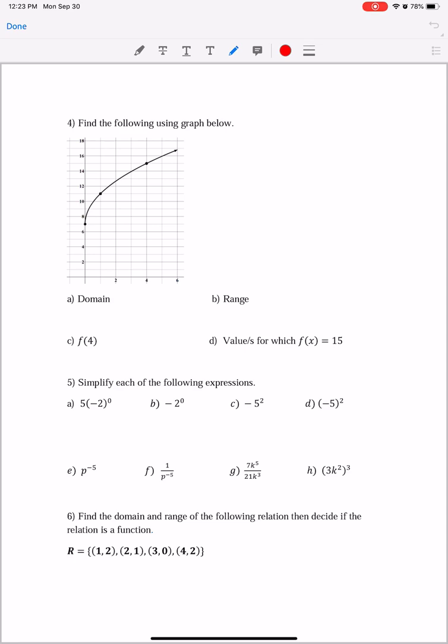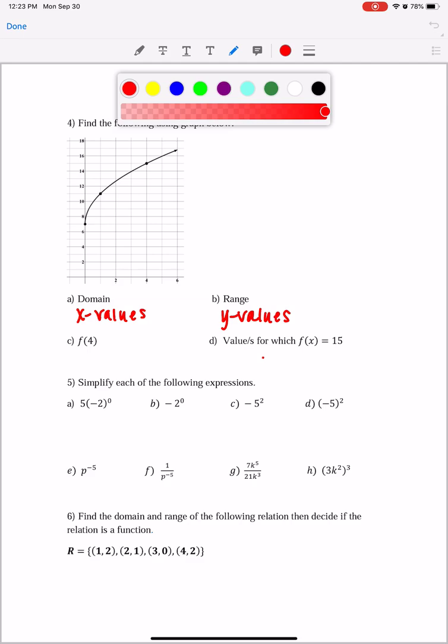All right, number 4, we need to find the domain and the range. We need to find f of 4 and the values for which f of x equals 15. So, domain are all of your x values. Your range is all of your y values.